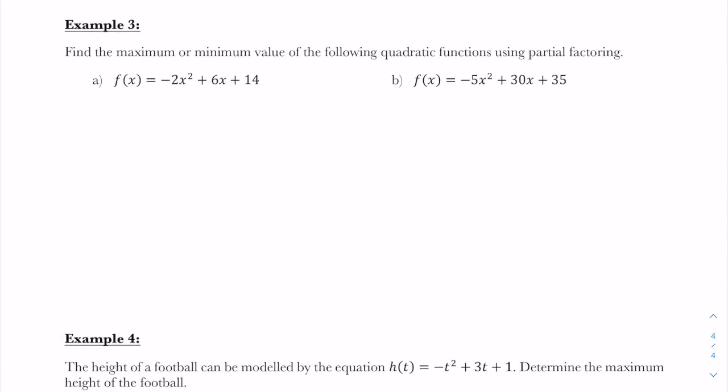So example 3, once again, is very similar. Find the maximum or the minimum value, but this time using partial factoring. So notice we have a c value of positive 14. The first step involving partial factoring requires you to substitute 14 for f of x. Doing that gives us the following.